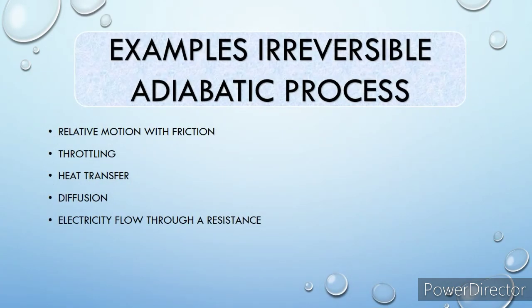There are also 5 examples of irreversible adiabatic process. First is relative motion with friction. Second, throttling. Third, heat transfer. Fourth, diffusion. And of course, we have electricity flow through a resistance. So those are the 5 examples of irreversible process.